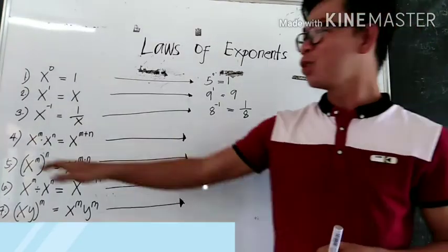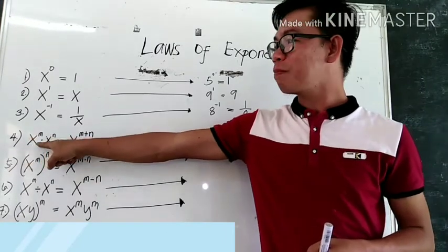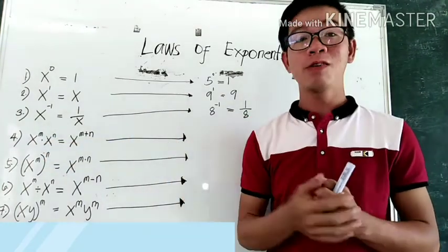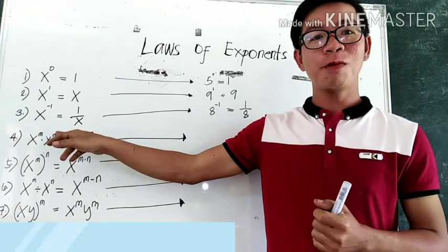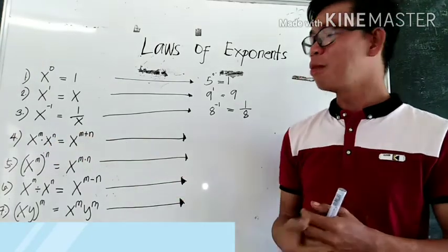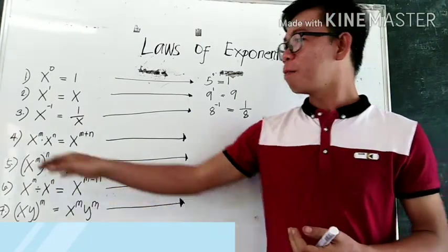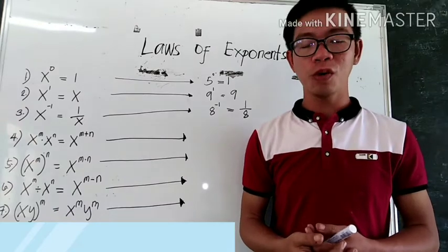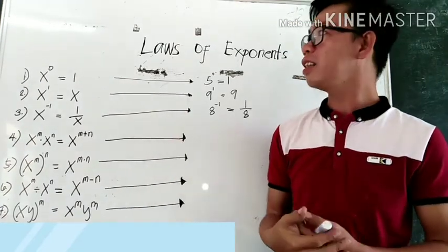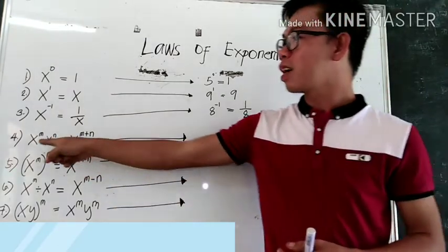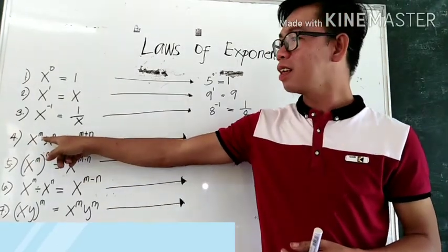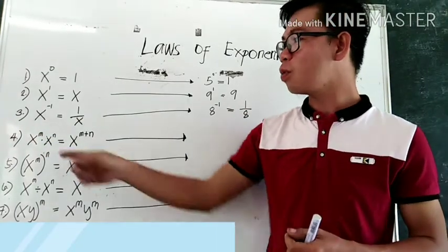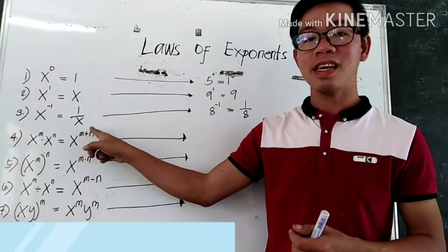Okay, let's have rule number 4. X raised to the power of m multiplied by x raised to the power of n. It is the product rule. Mostly students think that in multiplication, the exponents will multiply also. But in the laws of exponent, multiply its base, then add the exponent. That is why we have x to the m plus n.